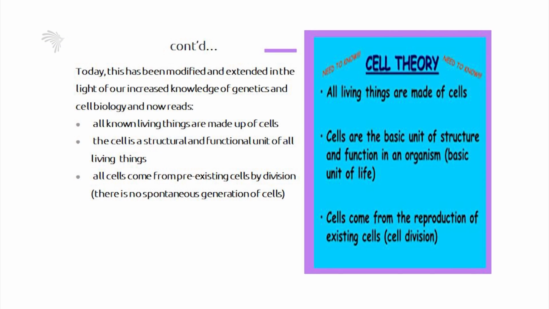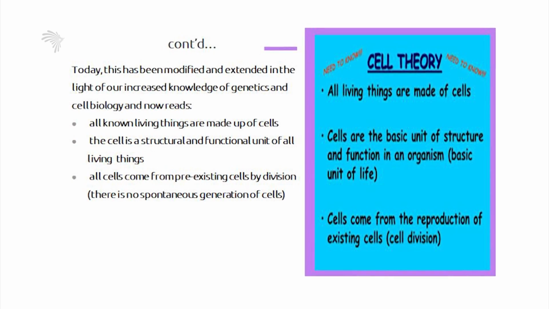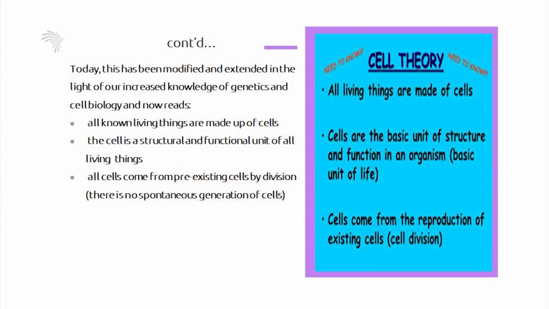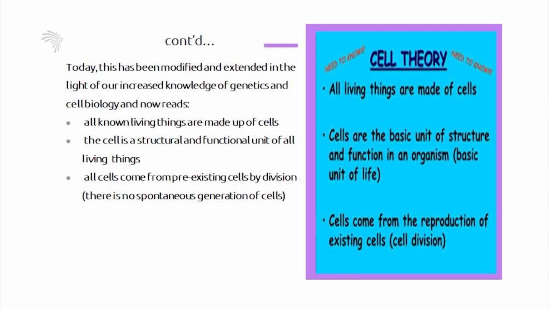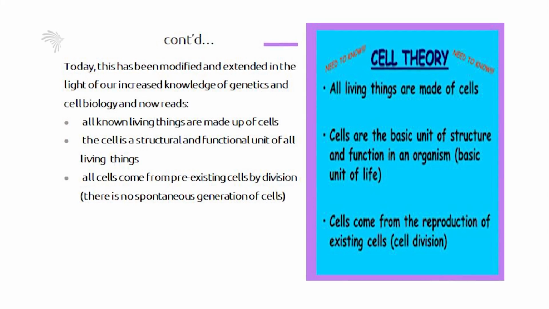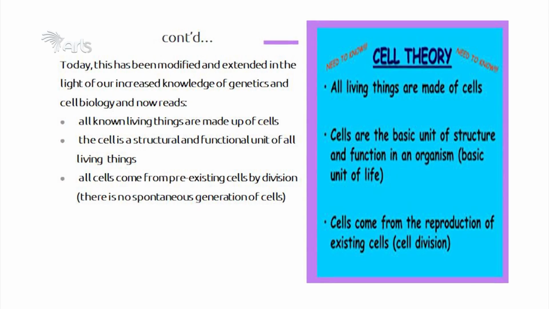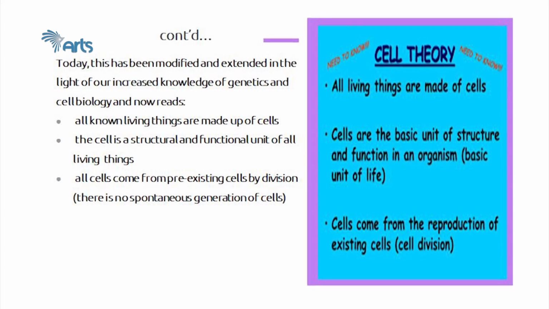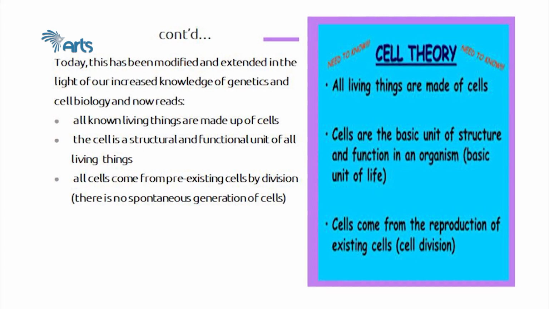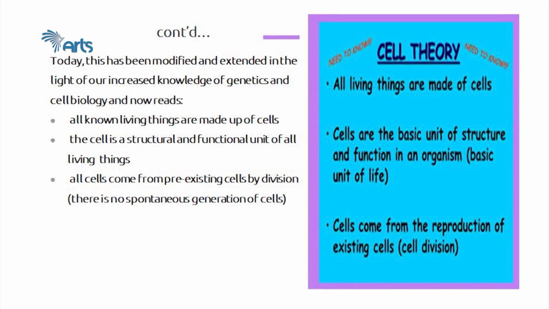Today, to conclude on the development of the cell theory, it has been modified and extended in the light of our increased knowledge of genetics and cell biology, and now reads: all living things are made up of cells. The cell is the structural and functional unit of all living things. All cells come from pre-existing cells by division. There is no spontaneous generation of cells.